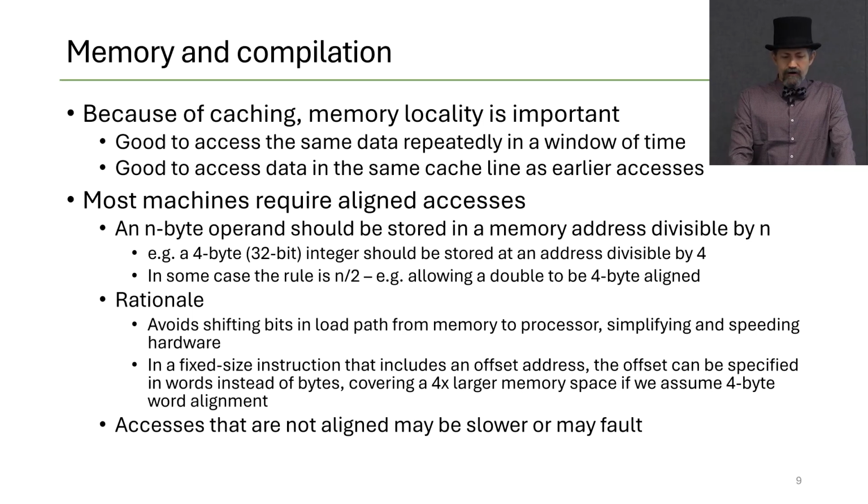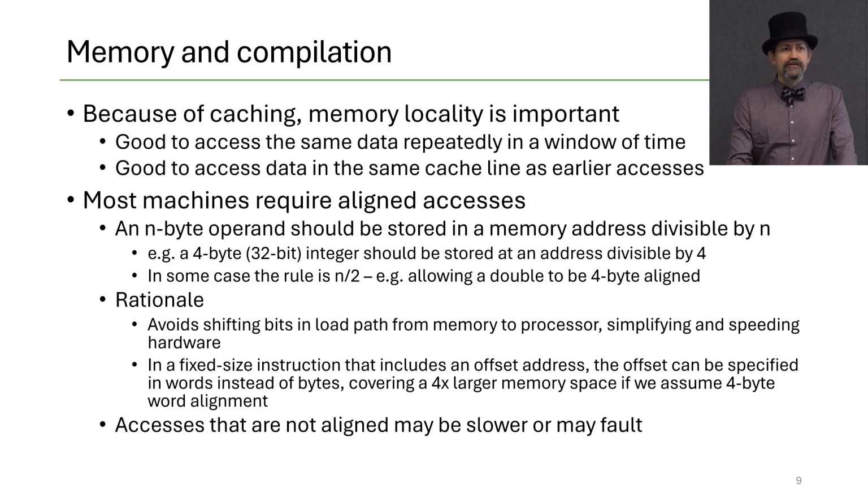Most machines require aligned access. So if we have an n-byte operand, we should store it in a memory address that's divisible by n. So for example, if we have a 4-byte integer, maybe a word on a 32-bit machine, that should be stored at an address that's divisible by 4. In some cases, the rule is n over 2. So often doubles can be 4-byte aligned.